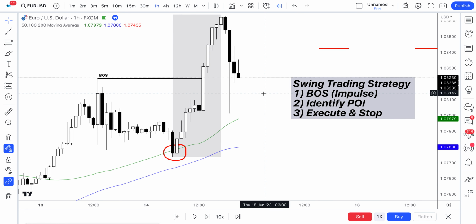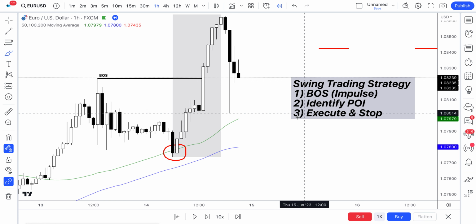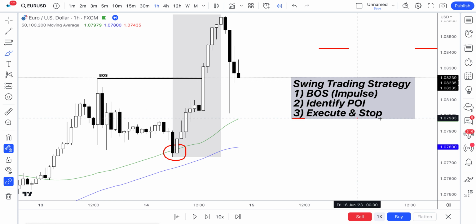So when we're looking for swing trades, we're not looking to time the market perfectly, but what we are looking for is price to come at a nice discounted price to where we can enter, and then we have a safe stop loss.